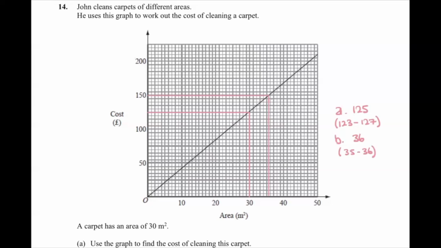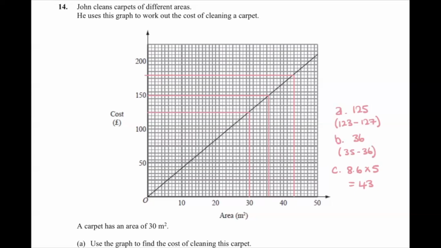Part C, a rectangular carpet has a length of 8.6 and a width of 5. And we've got to work out the cost of cleaning the carpet. Well, the first thing that we're going to need to do is work out the area. So for part C, we would be doing 8.6 times by 5 so that we can get the total area, which is 43. And then as we have been, we will use the graph by going up at 43, hitting and coming across to get that cost.